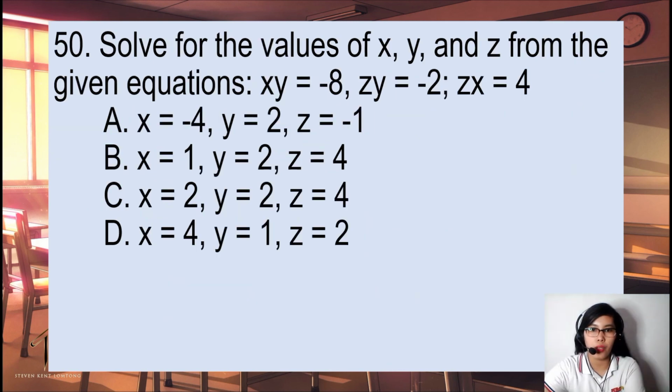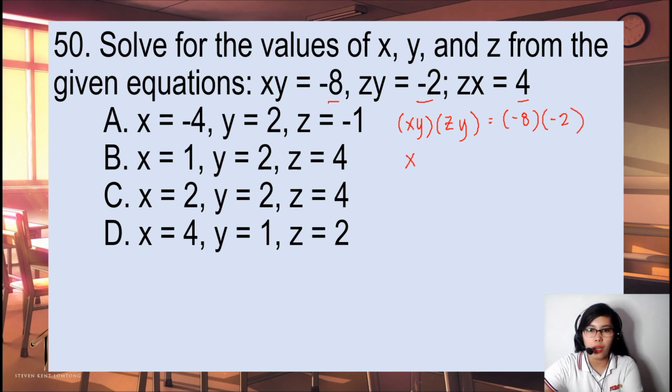Next, solve for the values of x, y, and z from the given equations. xy is equal to negative 8, zy is equal to negative 2, and zx is equal to positive 4. So, how are we going to solve this one? Let us try to multiply xy and zy. xy and zy. So, that is negative 8 multiplied by negative 2.